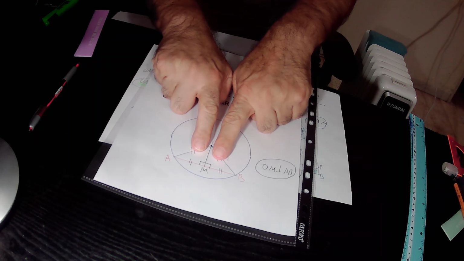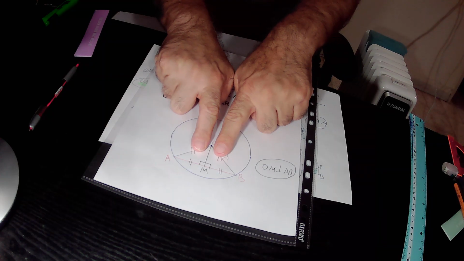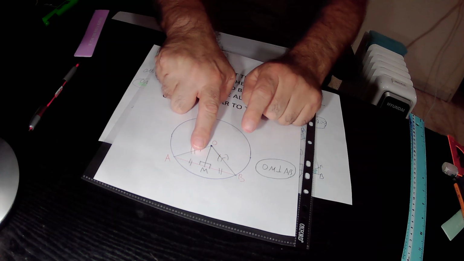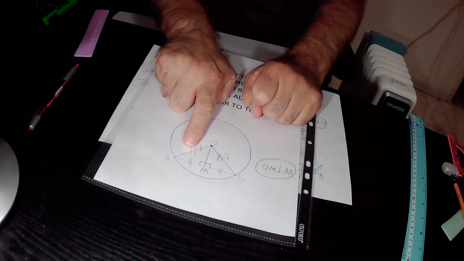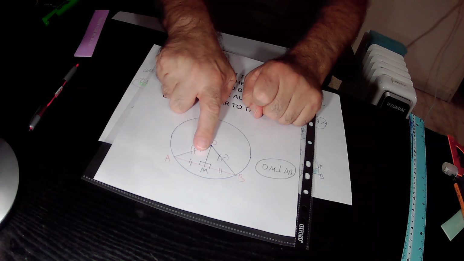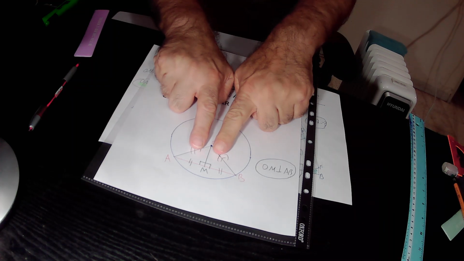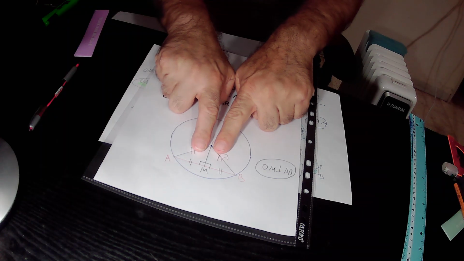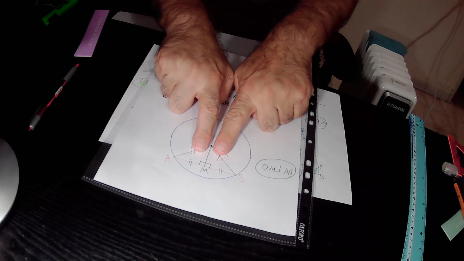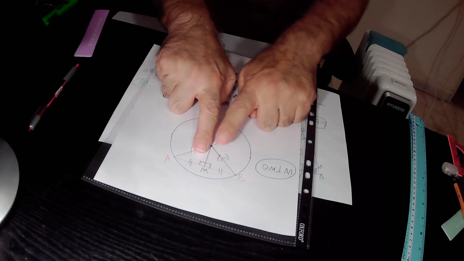But x plus x in total must be equal to 180 degrees because the sum of the angles on one side of a straight line is equal to 180 degrees. AB is a straight line. So the sum of the angles on the upper side of AB at point M must be equal to 180 degrees. So x plus x equals 180 degrees, 2x equals 180 degrees. We divide this equation by 2 and get that x equals 90 degrees. So each angle is a right angle.